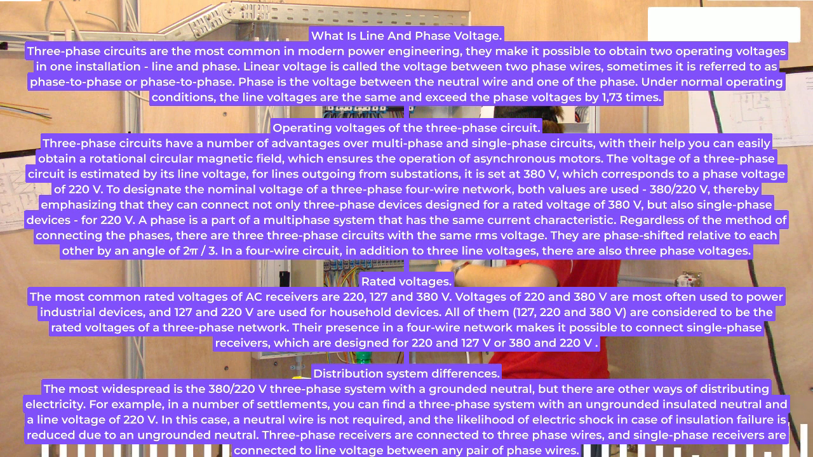Three-phase receivers are connected to three-phase wires, and single-phase receivers are connected to line voltage between any pair of phase wires.